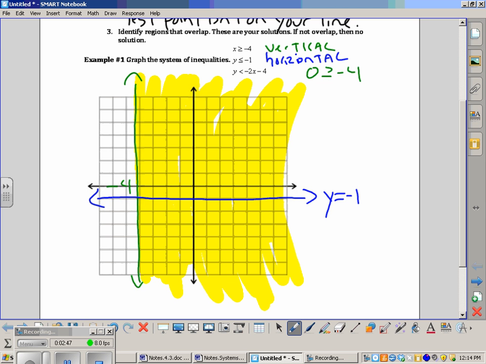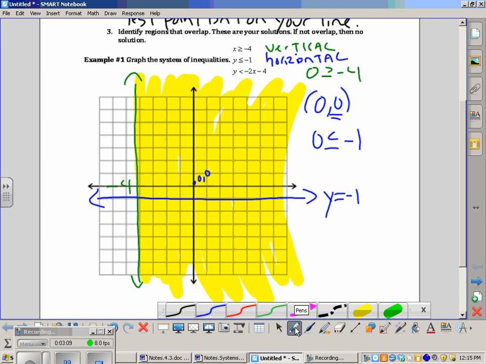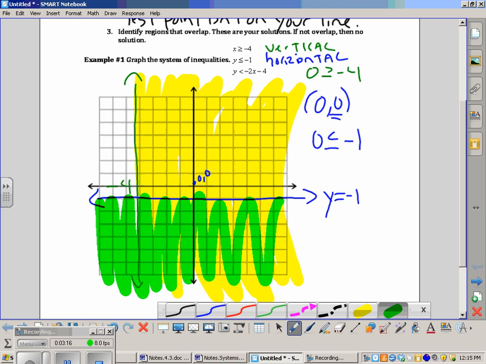So again, let's test 0, 0. Testing 0, 0, you're only using the y coordinate. Is 0 less than or equal to -1? That's not true. So since we tested 0, 0, we're not going to shade 0, 0. We're going to shade below the line. I don't know how the shading is going to come up on the iPad, but here is the shading.